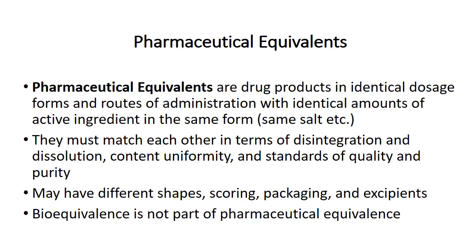They must match each other in terms of disintegration and dissolution, content uniformity, standards of quality, everything is the same, except they can have a different shape, but in this example it would still have to be the same consistency, a tablet, the same type of solid. You could vary the shape, the scoring, so the line for breaking it, the packaging, and the excipients can vary. But guess what? Bioequivalence is not part of this.